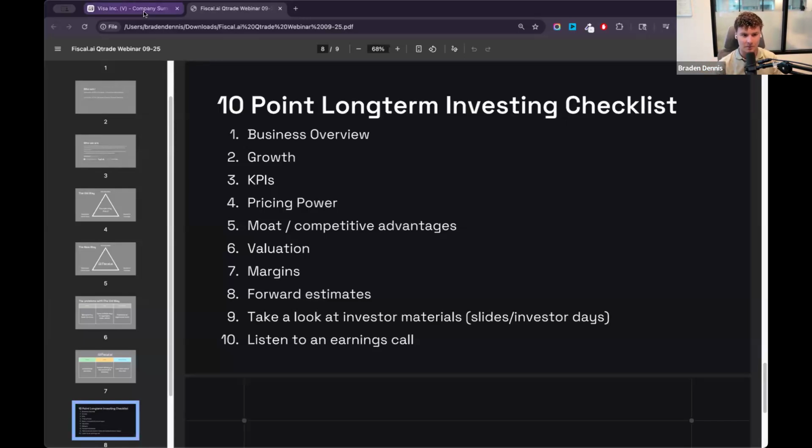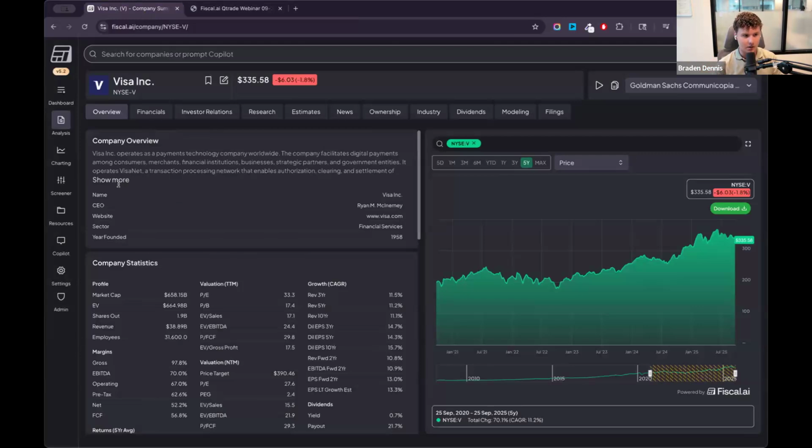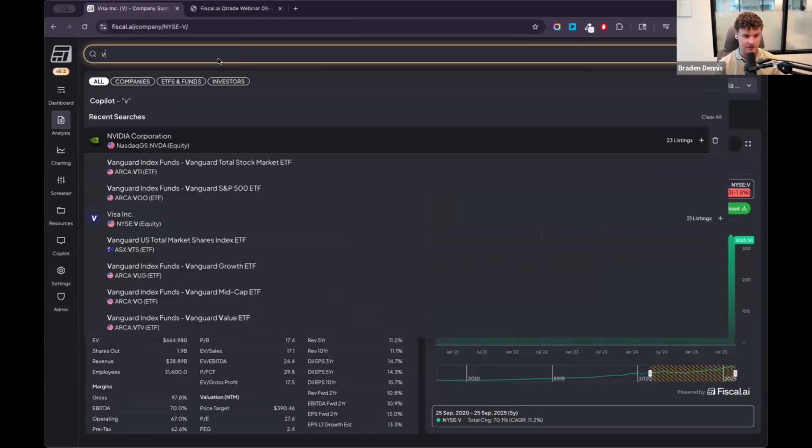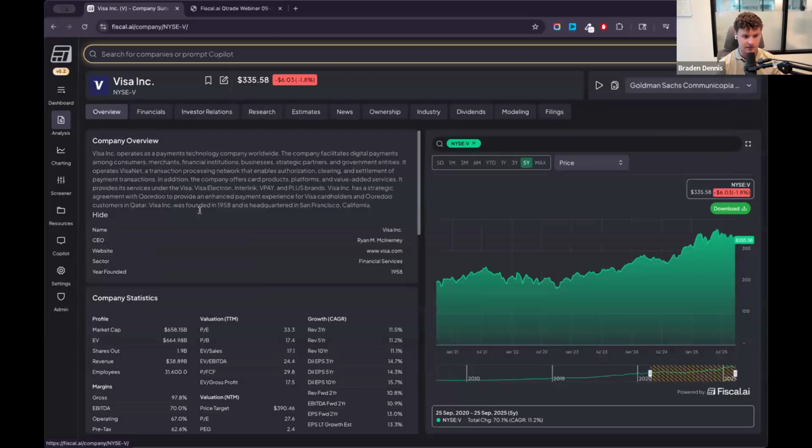So number one, a business overview. To get here on the platform, I typed in Visa, ticker V, click on it, boom, it loads this up.